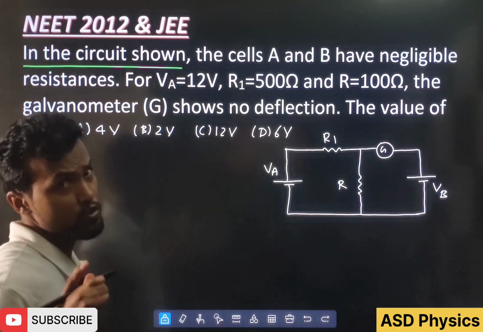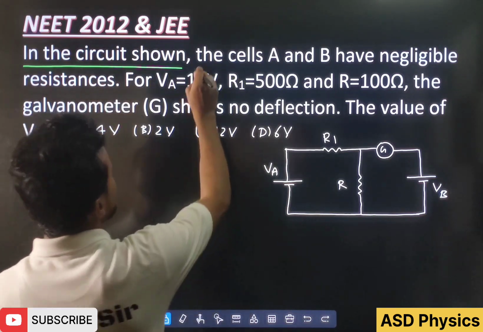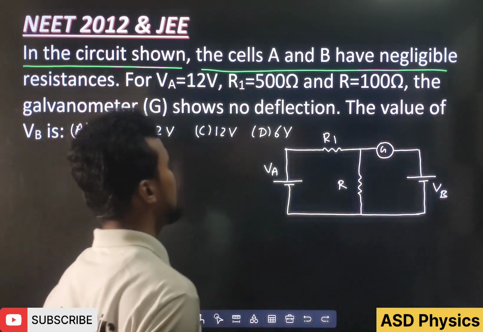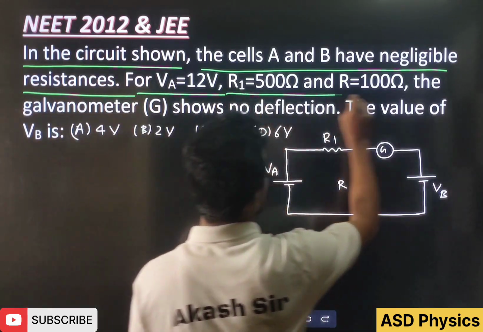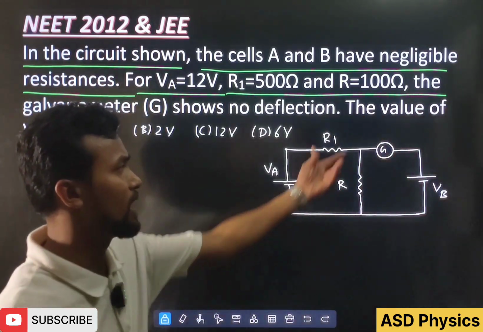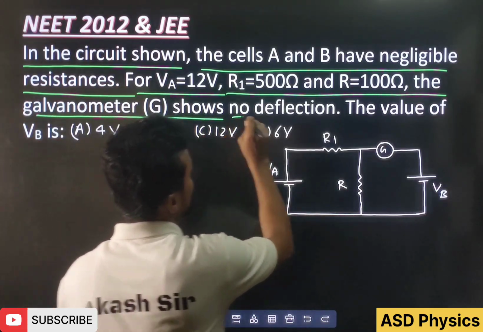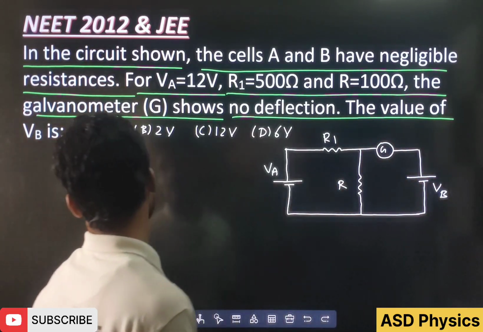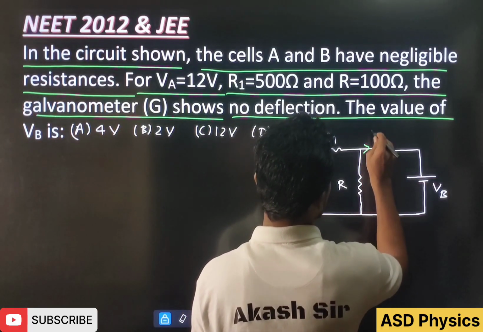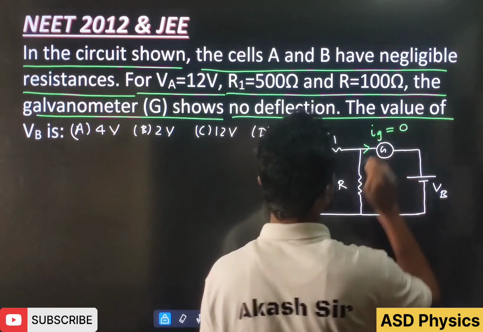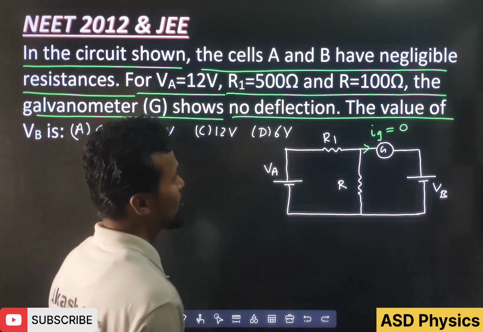I have just selected the questions that are important so we can understand the concepts. See, in the circuit shown, the cells A and B have negligible resistances. For VA equal to 12 volt, R1 is 500 ohm, R is 100 ohm, as you can see in the circuit diagram. The galvanometer shows no deflection. The value of VB is how much? In this galvanometer there is no deflection, that means current through the galvanometer is 0. The same condition we use in a Wheatstone bridge also.